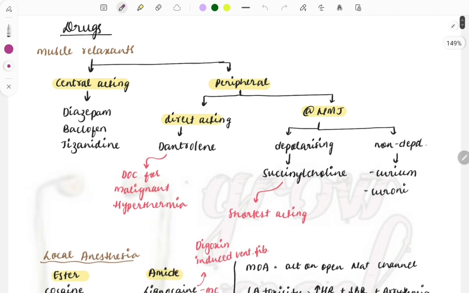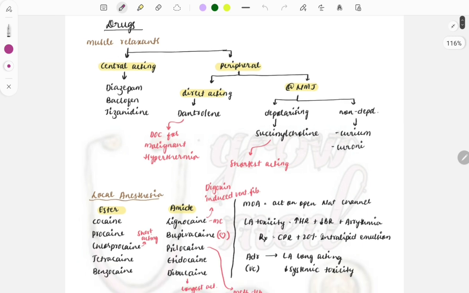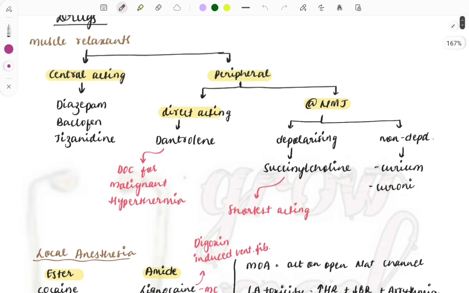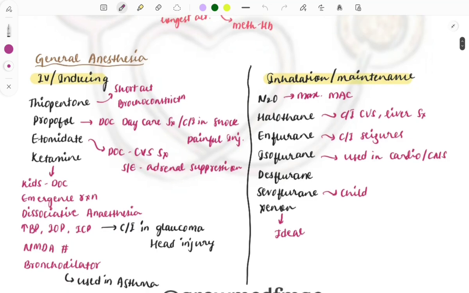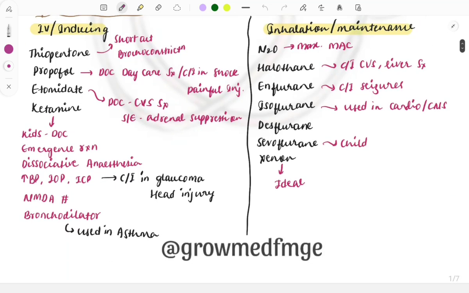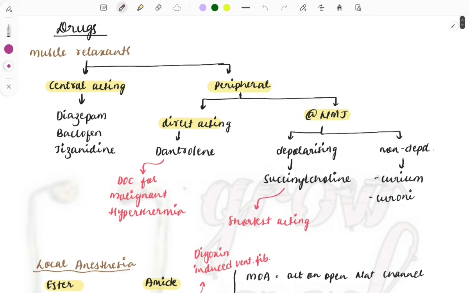So from anesthesia, the most important thing is the drugs. They are classified into the muscle relaxants, then the local anesthetics and the general anesthetics, and repeatedly questions are asked on the side effects of these drugs and the uses. So we will look at all those things.